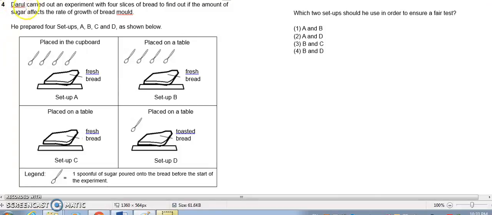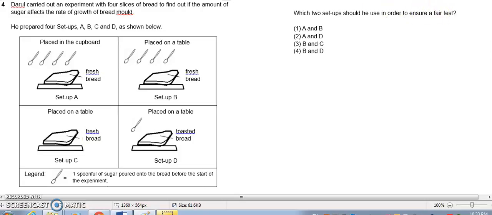Question 4. Darul carried out an experiment with 4 slices of bread to find out if the amount of sugar affects the rate of growth of the bread mold. So he prepared 4 setups A, B, C and D as shown below. So the question here is, which 2 setups should he use in order to ensure a fair test?